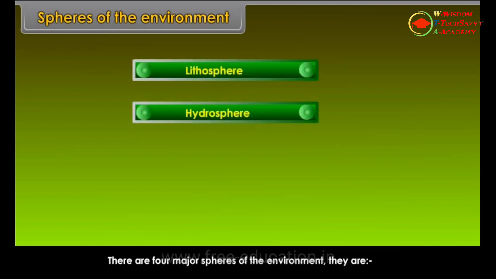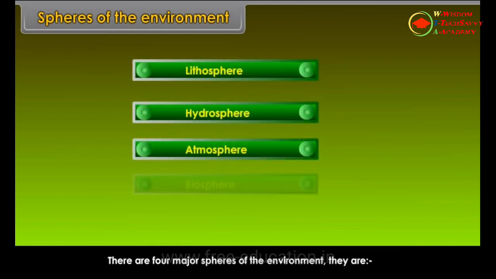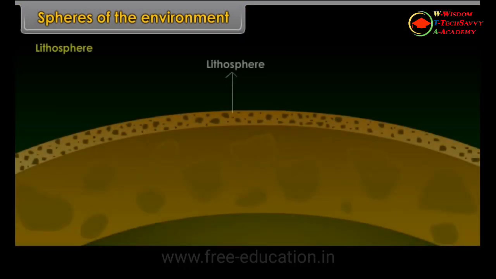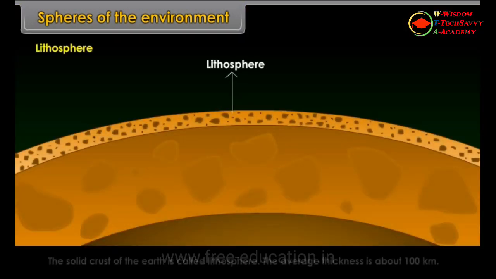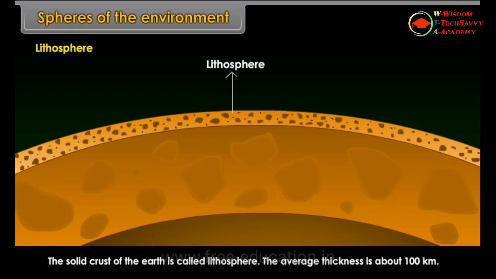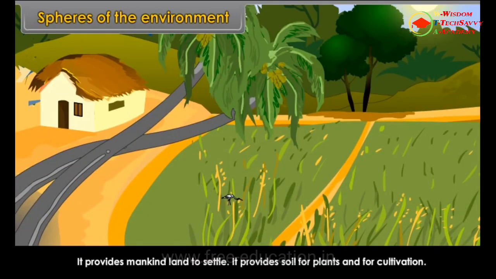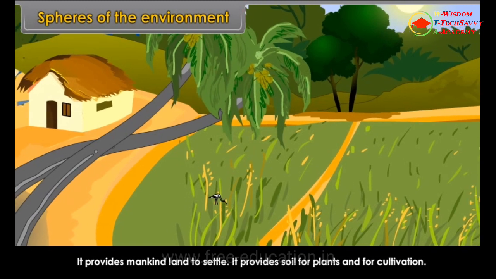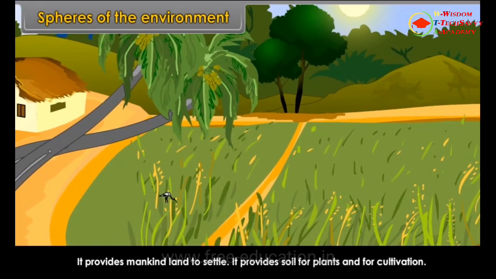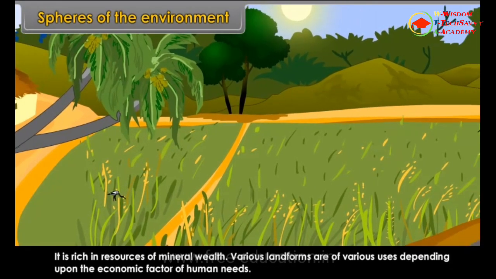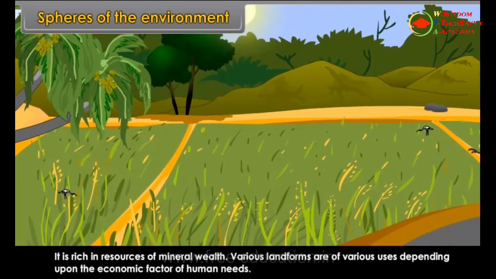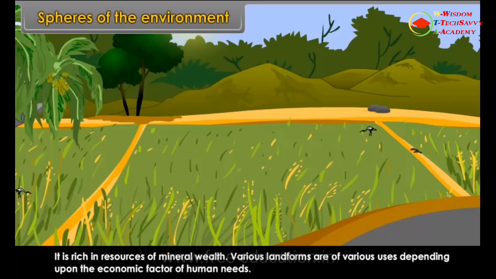Lithosphere. The solid crust of the earth is called lithosphere. The average thickness is about 100 kilometers. Importance of lithosphere. It provides mankind land to settle. It provides soil for plants and for cultivation. It is rich in resources of mineral wealth. Various landforms are of various uses, depending upon the economic factor of human needs.